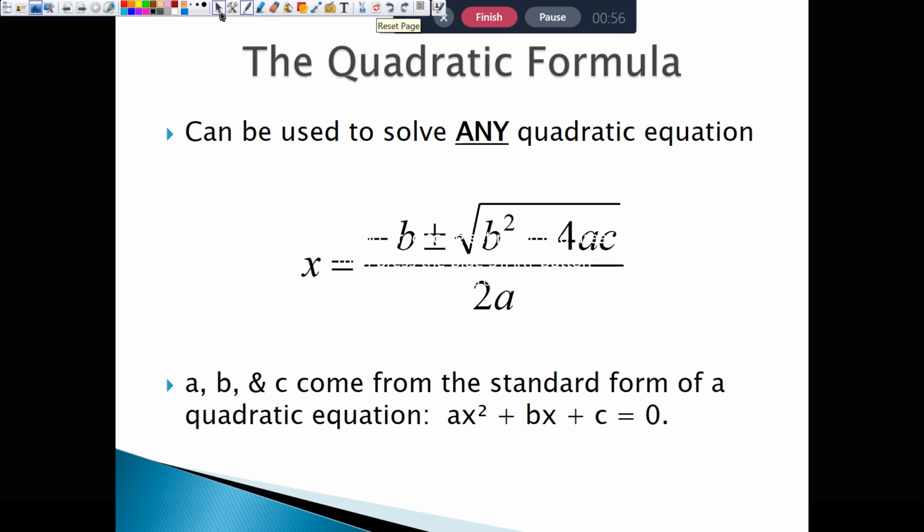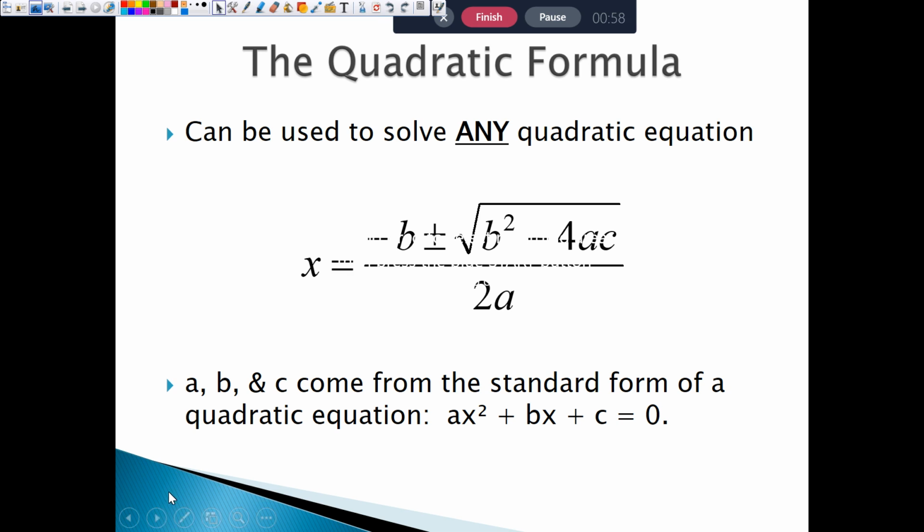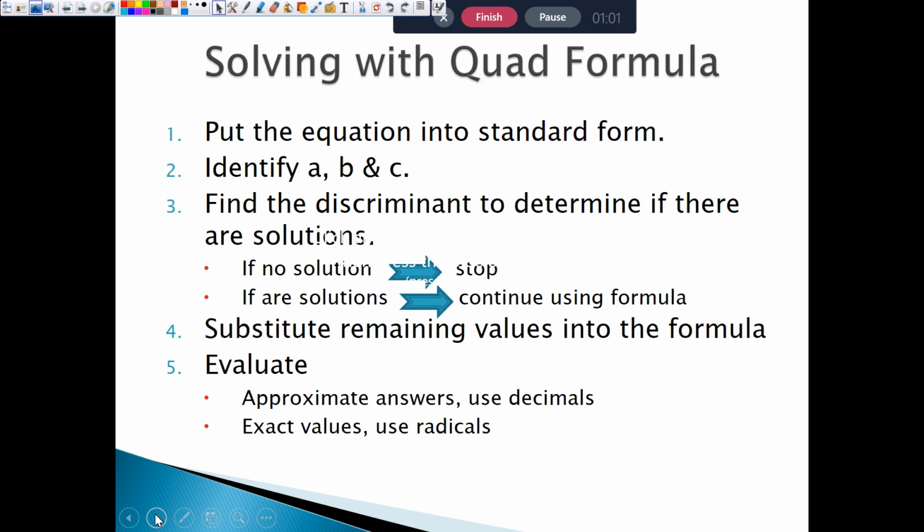So our steps on using the quadratic equation: you need to first make sure it's in standard form. Okay, so if it's equaling to something, you need to make it equaling to 0, and then organize it in A, B, and C. Then we need to identify the values for A, B, and C. Find the discriminant to determine if there are solutions. There's no point in solving if we don't have a solution. Okay? If there's no solution, stop. If there is a solution, continue using the formula.